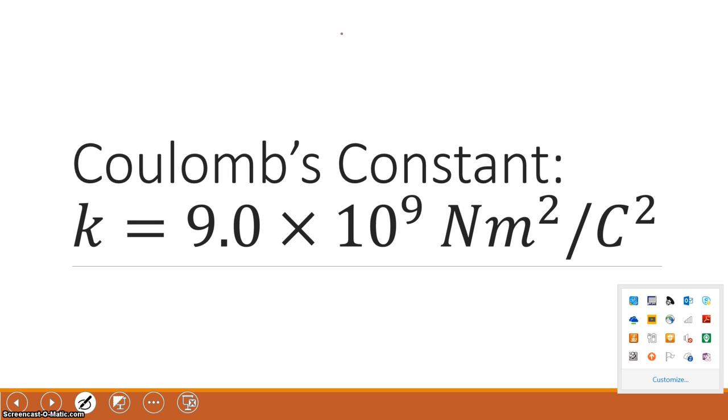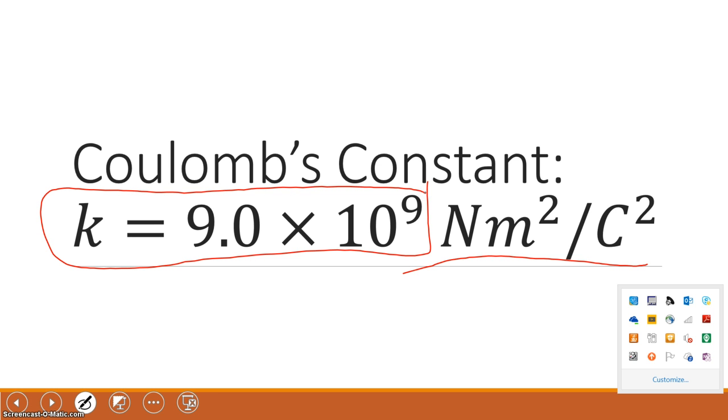k is 9.0 times 10 to the 9th power. These are the units for k, newton meter squared per coulomb squared, but really this is the important part: k is 9 times 10 to the 9. So 9 times 10 to the 9 is actually pretty easy to remember.